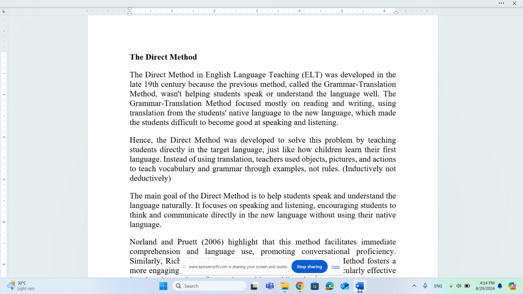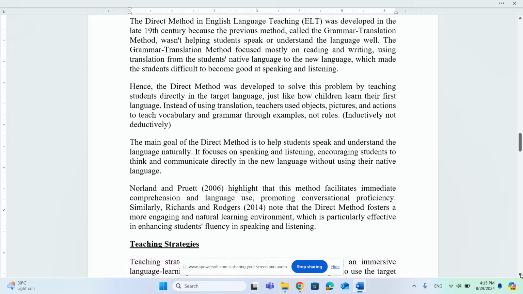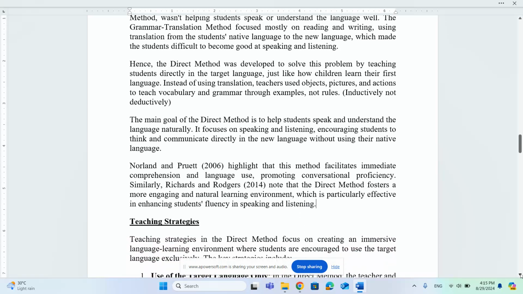It means the native language is totally banned. Use of the native language is not allowed if you follow the direct method to teach a second language or target language. Suppose here is the English language.